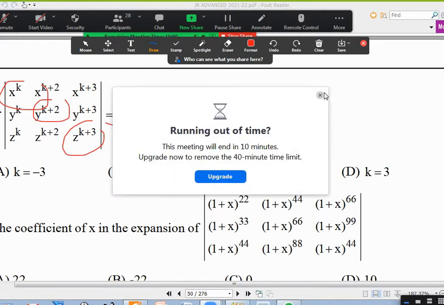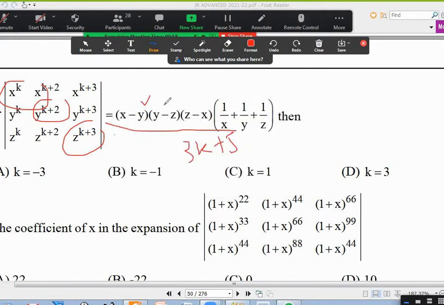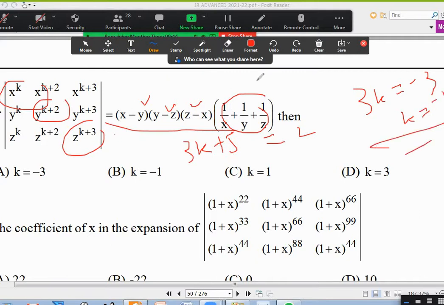Whereas in RHS, this degree is 1, this degree is 1, this degree is 1, this degree is minus 1. Total degree is only 2. When you send 5 to that side, you will get 3k is equal to minus 3 and you will get k equal to minus 1. So that is another way. But both ways are good. I like them both.